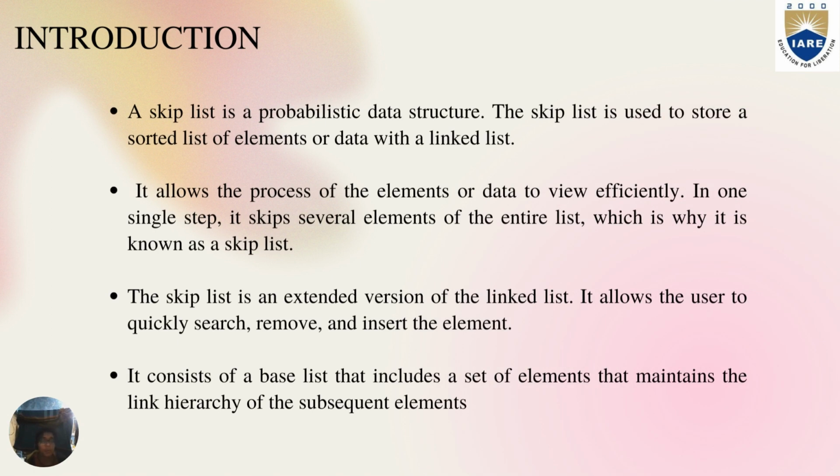A skip list is a probabilistic data structure. The skip list is used to store a sorted list of elements or data with a linked list. It allows the process of the elements or data to be viewed efficiently in one single step. It skips several elements of the entire list, which is why it is known as a skip list. The skip list is an extended version of linked list, and it allows the users to quickly search, remove, and insert the element. It consists of a base list that includes a set of elements that maintains the linked hierarchy of the subsequent elements.